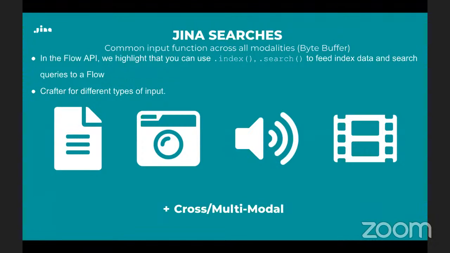Jina supports search across cross and multi-modalities. And what's common across all types of modalities, may it be text, image, audio, or video, is the input function, which is always a byte buffer. And using the Flow API, as we saw previously, we can just call the index or the search function after specifying the pod flow and query easily using Flow. And use crafter for different types of input. For example, if you specify a PDF file, then there's a PDF extractor that will do the crafting, that will try to separate out images and text from the PDFs, and so on.